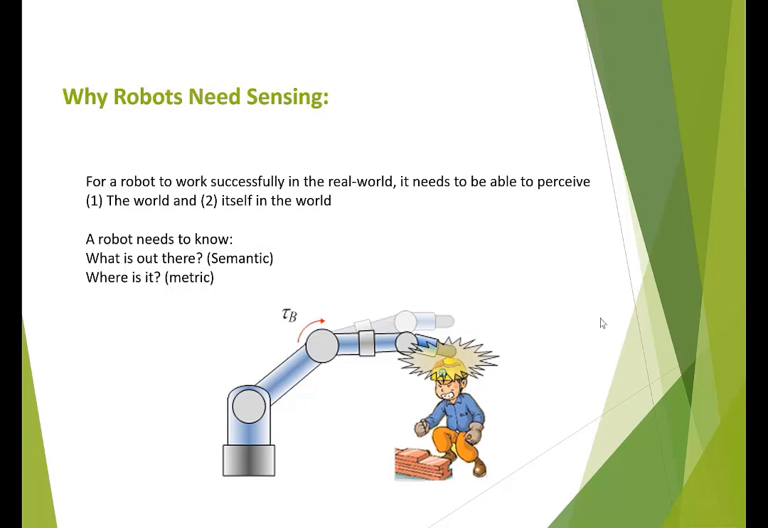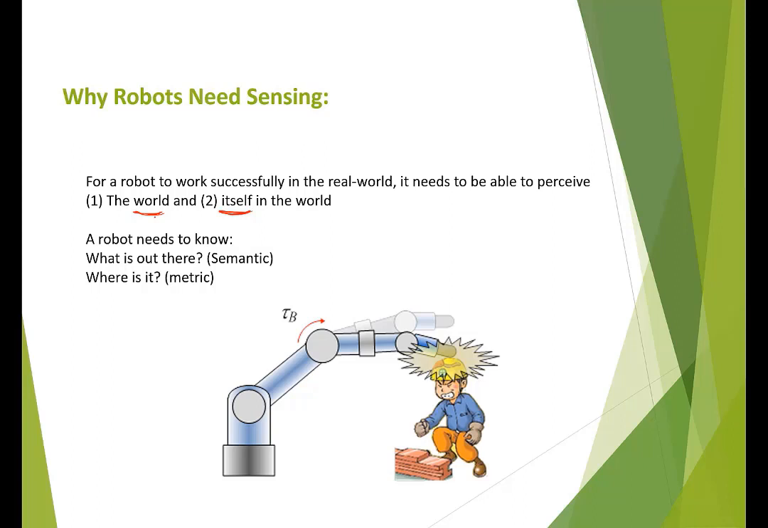So, they need to know generally two types of information. They need to know about the state of themselves in the real world, and also they need to know about the world around them. If the robot needs to pick an object, it should know where the object is. If there is an obstacle in front of the object, it should know where the obstacle is in order to avoid it.